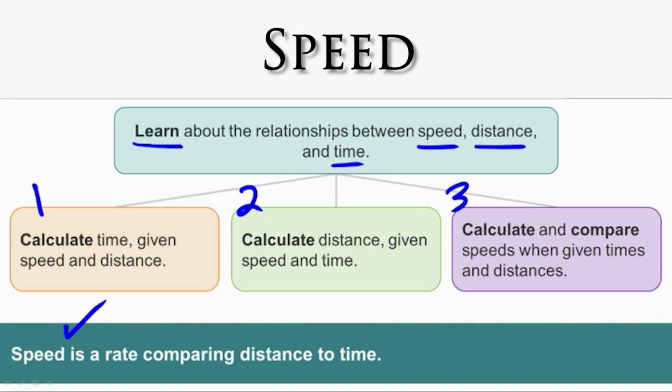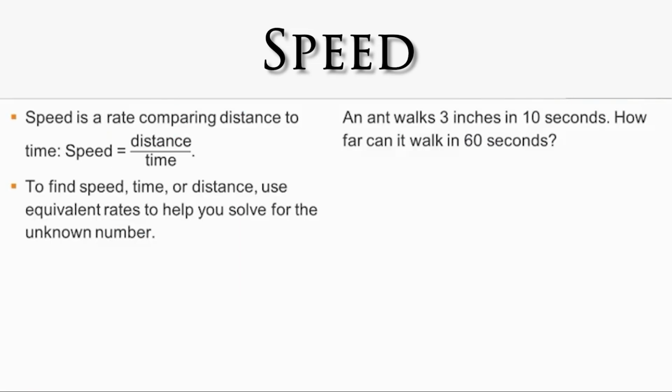Remember, speed is a rate comparing distance to time. Let's look at our key concepts. The first one is the speed formula. Speed equals distance over time. The second key concept, to find speed, time, or distance, use equivalent rates to help you solve for the unknown number. Let's use those key concepts in order to solve this problem on the right side of your screen.